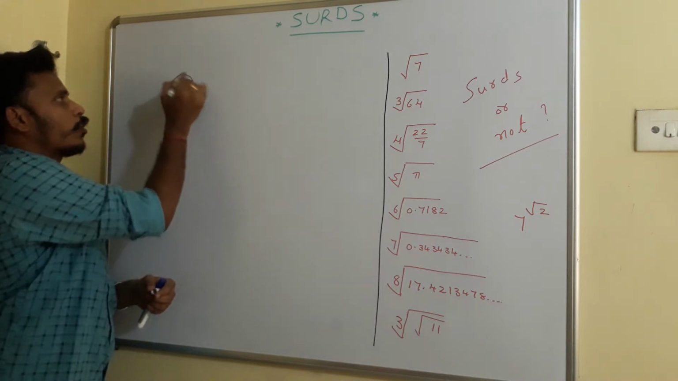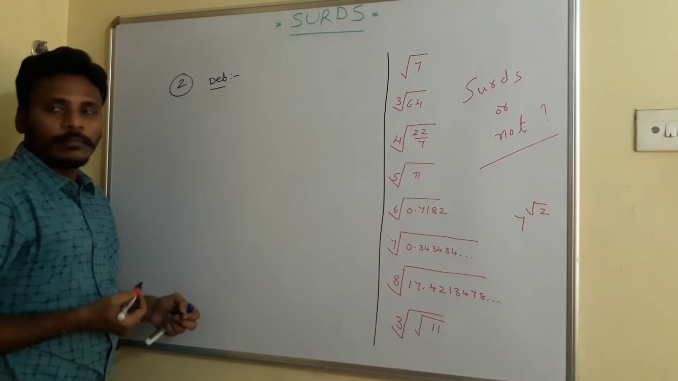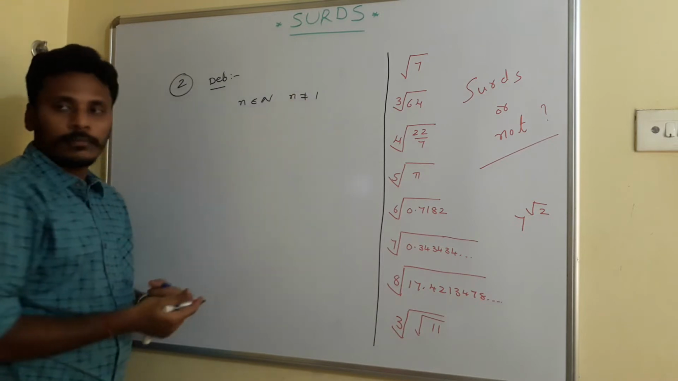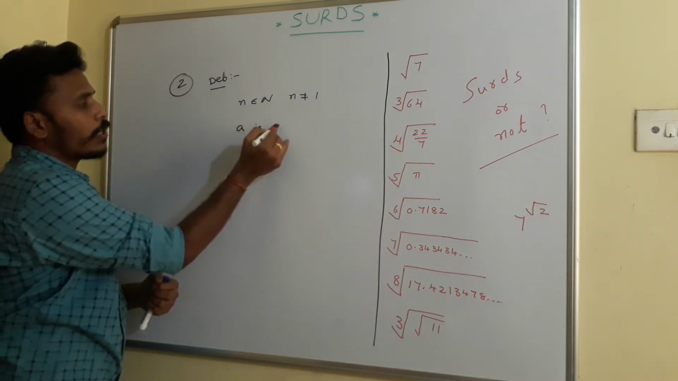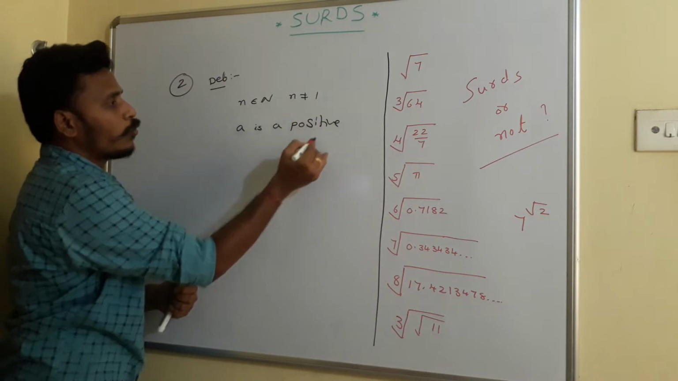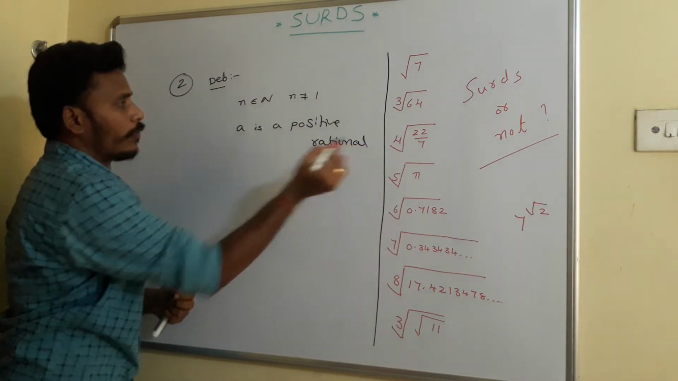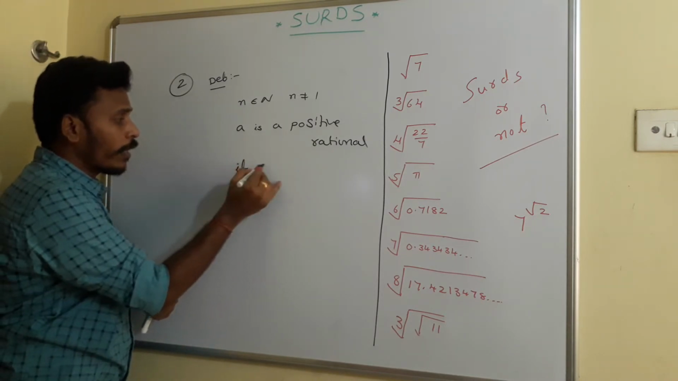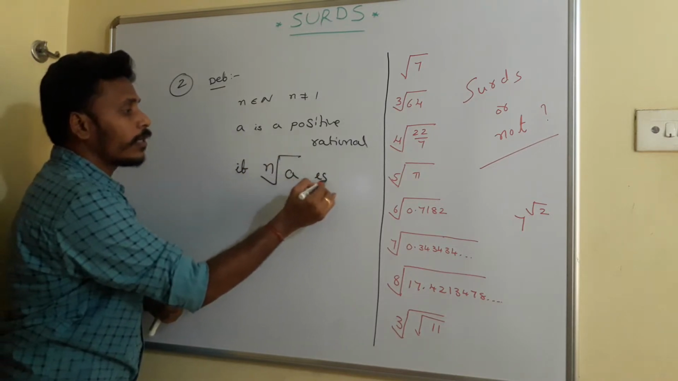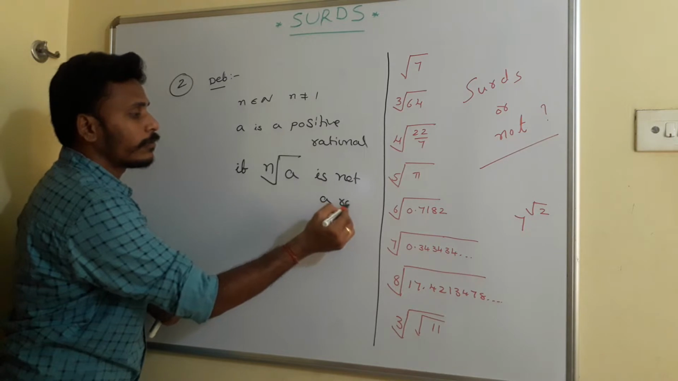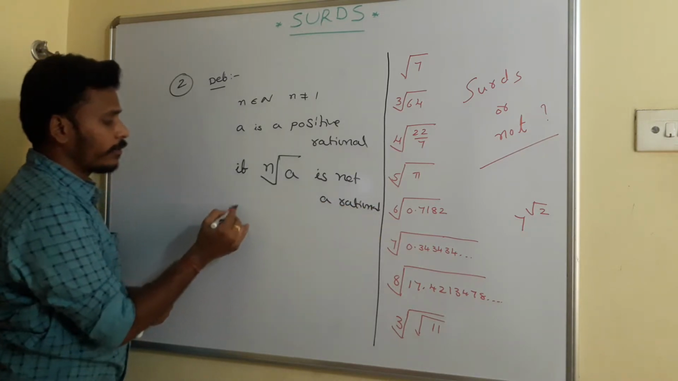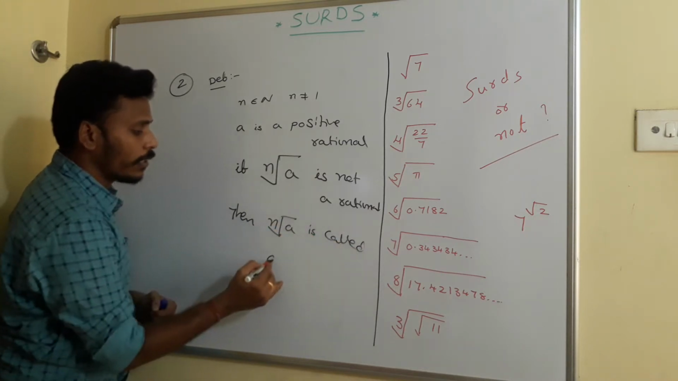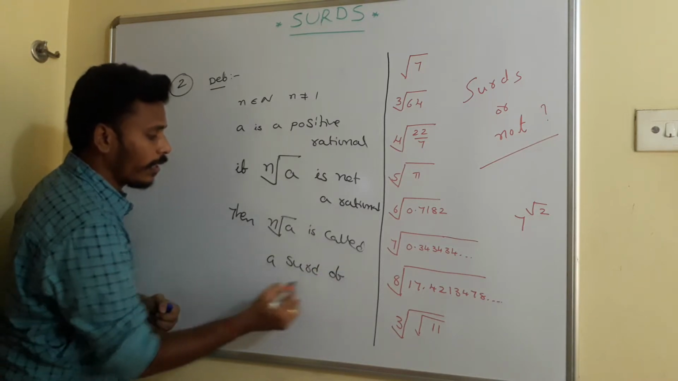So the second point is related to the definition. We need a natural number n. n should be a natural number and that too n not equal to 1. Right? a is a positive rational. Just observe it. n is a natural number not equal to 1 and a is a positive rational. Then if nth root of a is not rational, then nth root of a is called a surd of order n.